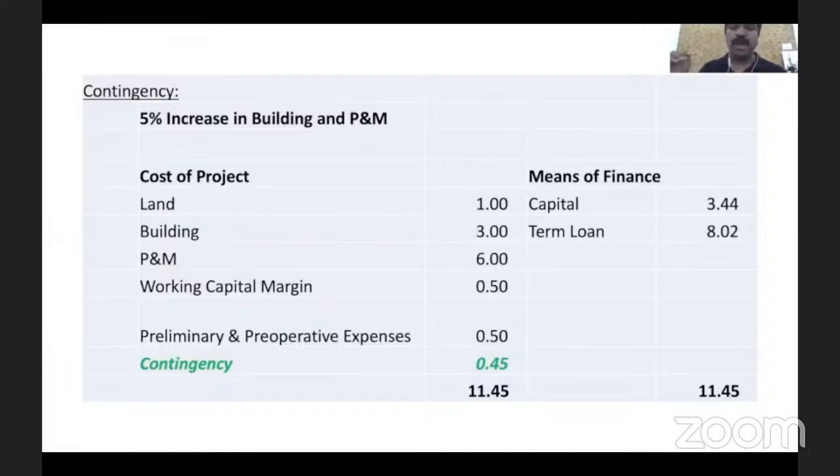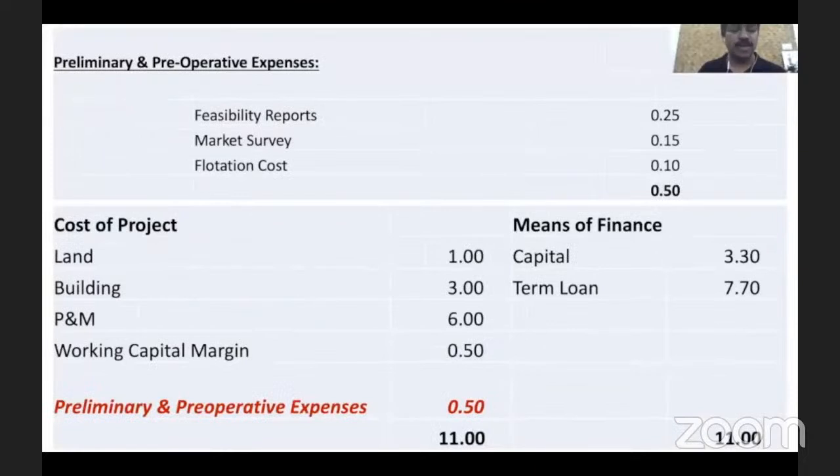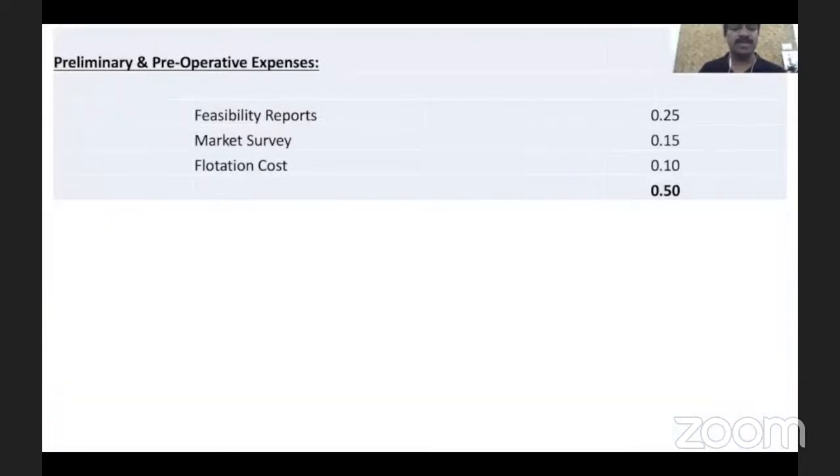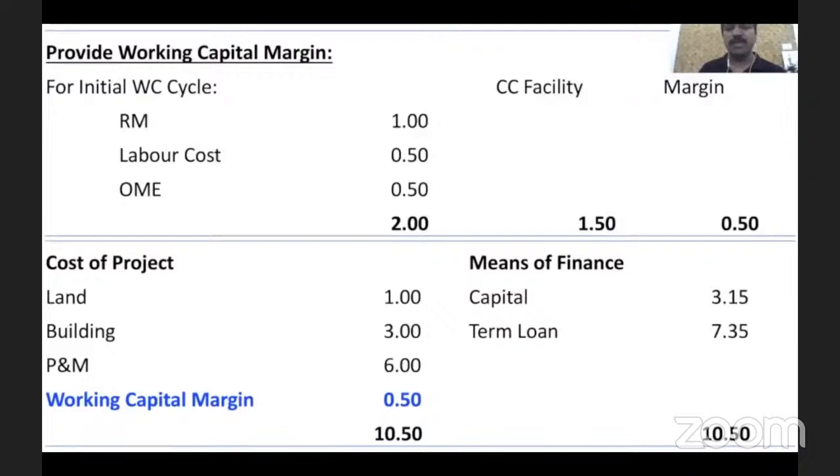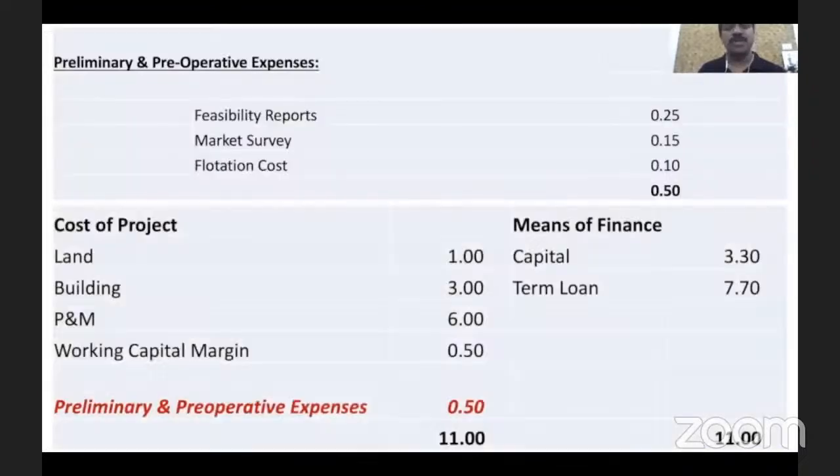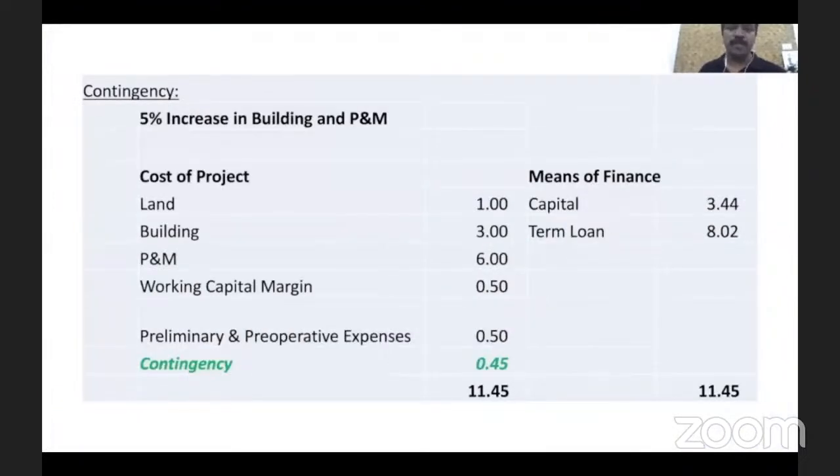But here, the borrower has to be educated, and that's the need. If the borrower is not ready to understand, then he is digging a grave for himself. Because if he is not going to provide for contingency, if he is not going to provide for preliminary pre-operative expenses, if he is not going to provide for working capital margin, these are all small things which can have a big impact on the implementation of the project.